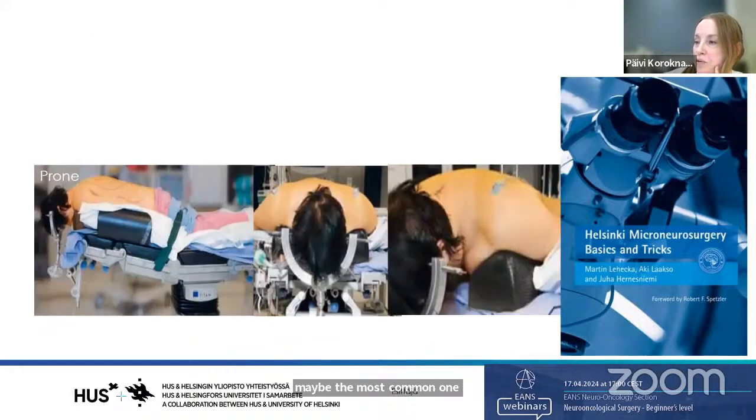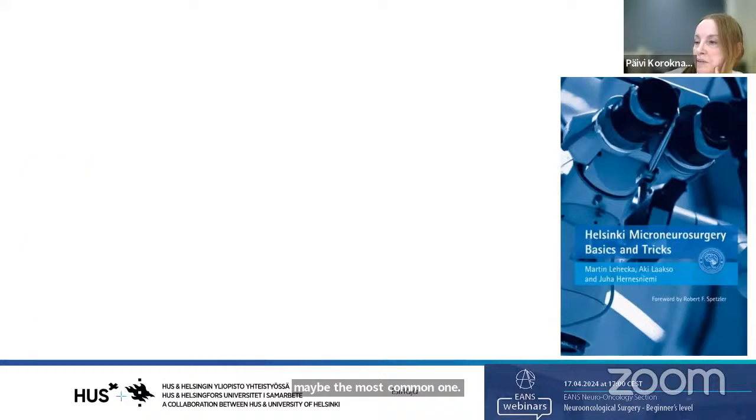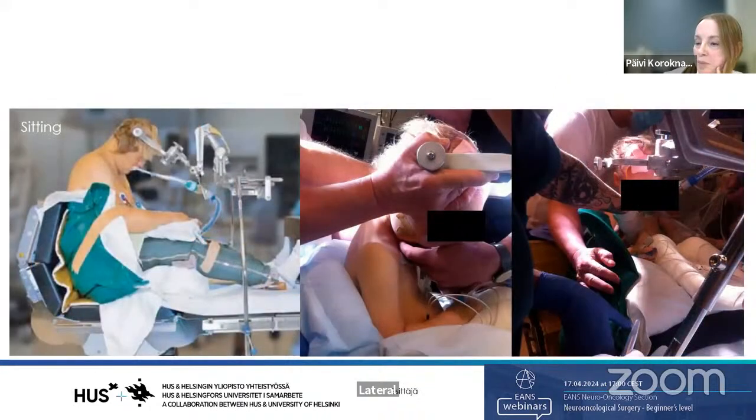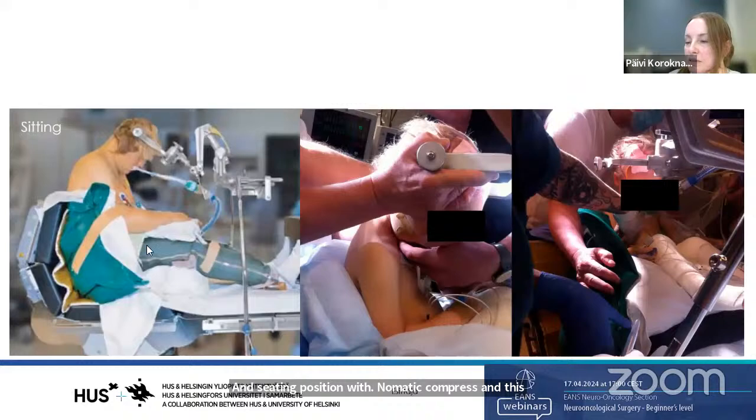Then we have prone, lateral, and sitting position with pneumatic compression tights. And this is for adult patients. We use this. I think these are from the Second World War time. It's really old. And for pediatric cases, just these bandages.